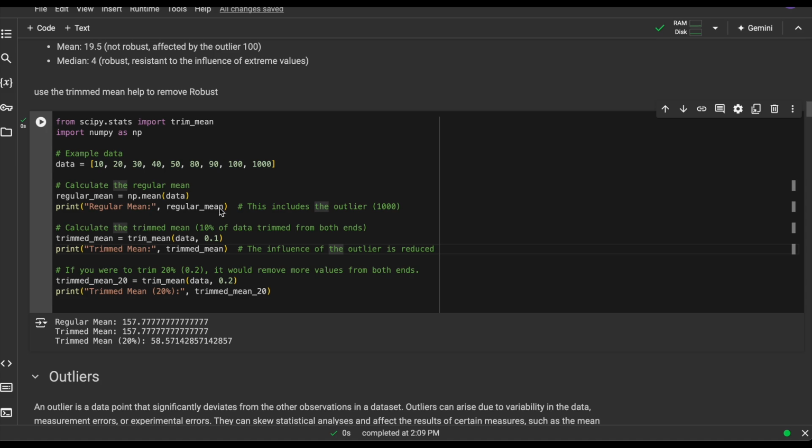Then I used 0.1, which means 10%. It's still influenced by the outliers. Then I use 20% for the mean. Okay, it removes 20% of the data from both sides and gives a better mean. This is very helpful, because in real-time scenarios you don't know what the data is like.